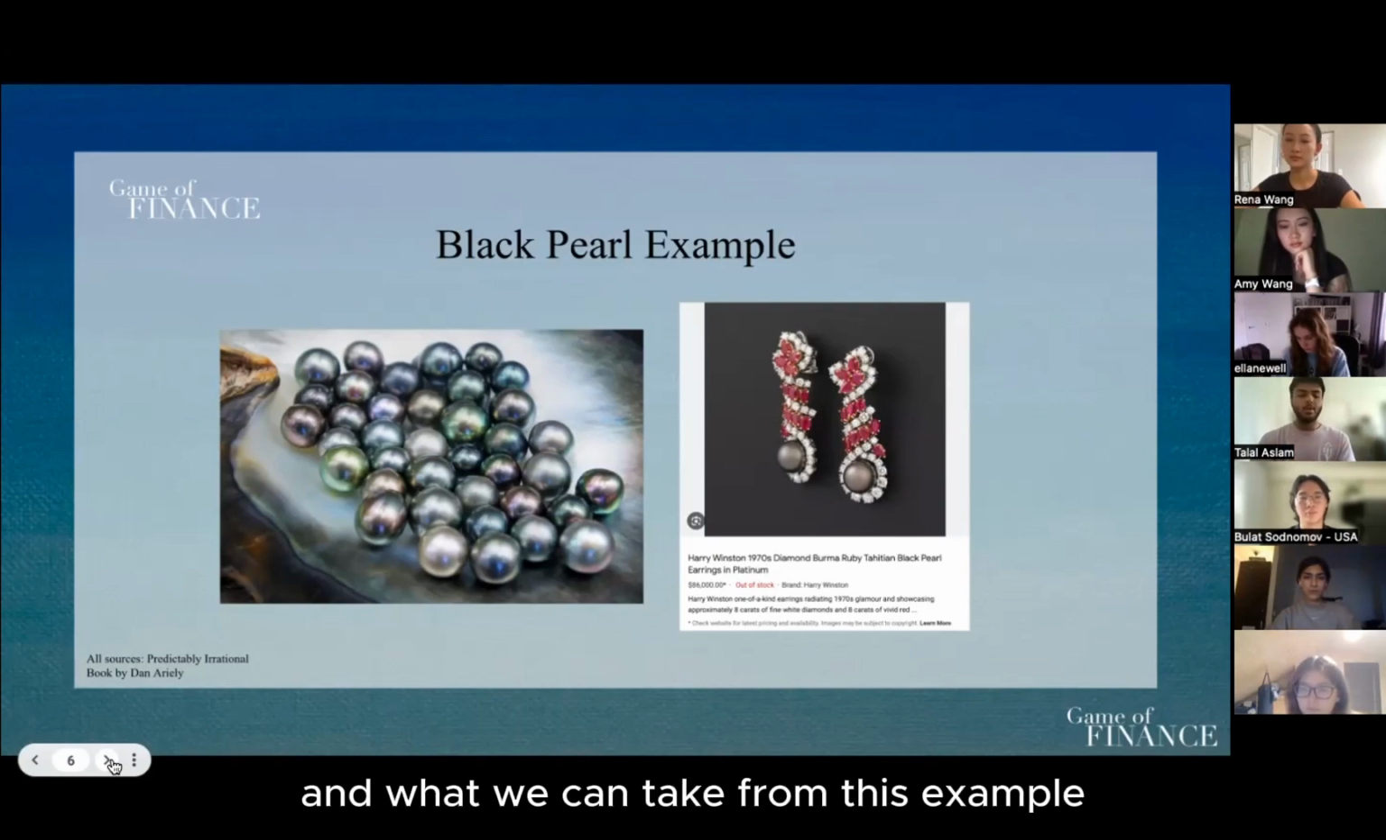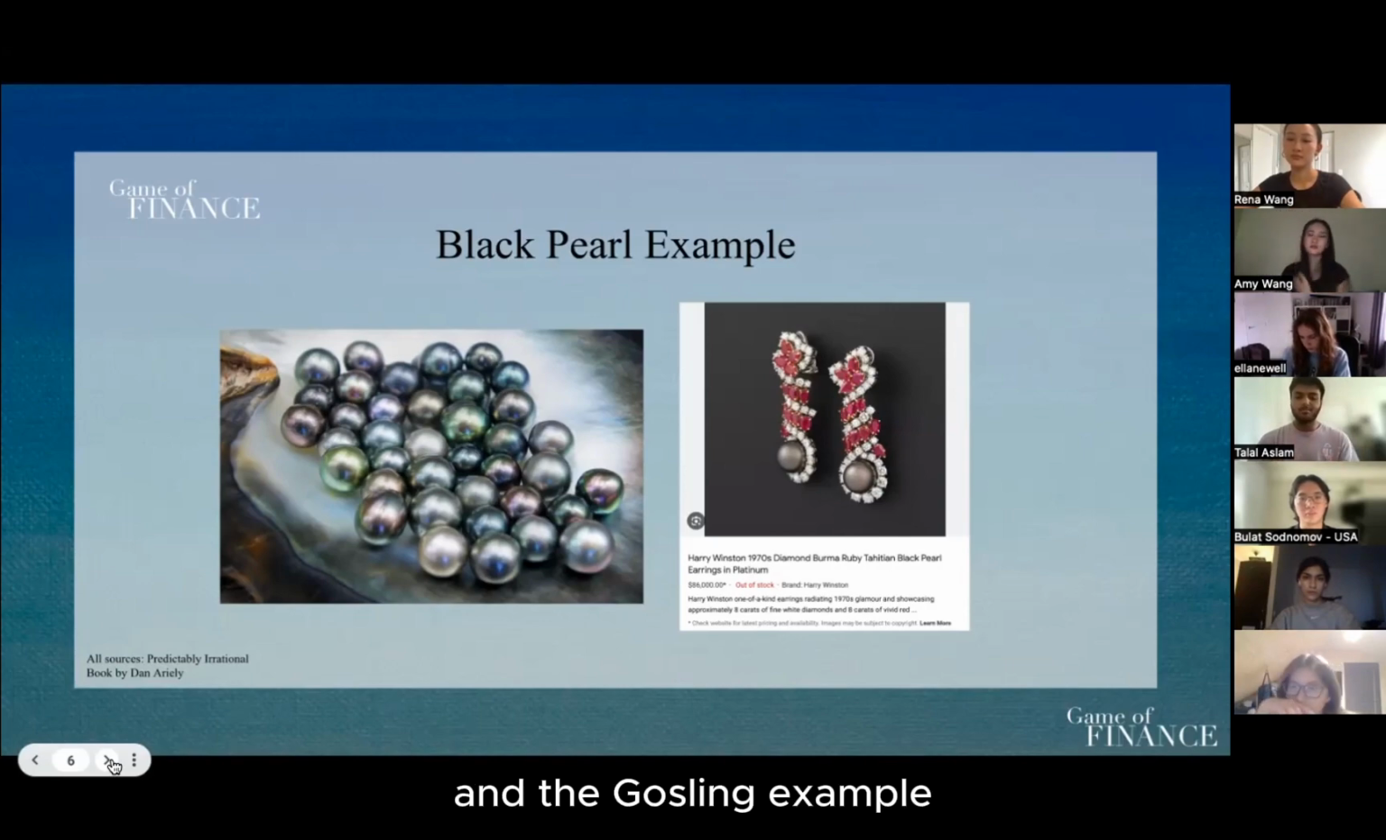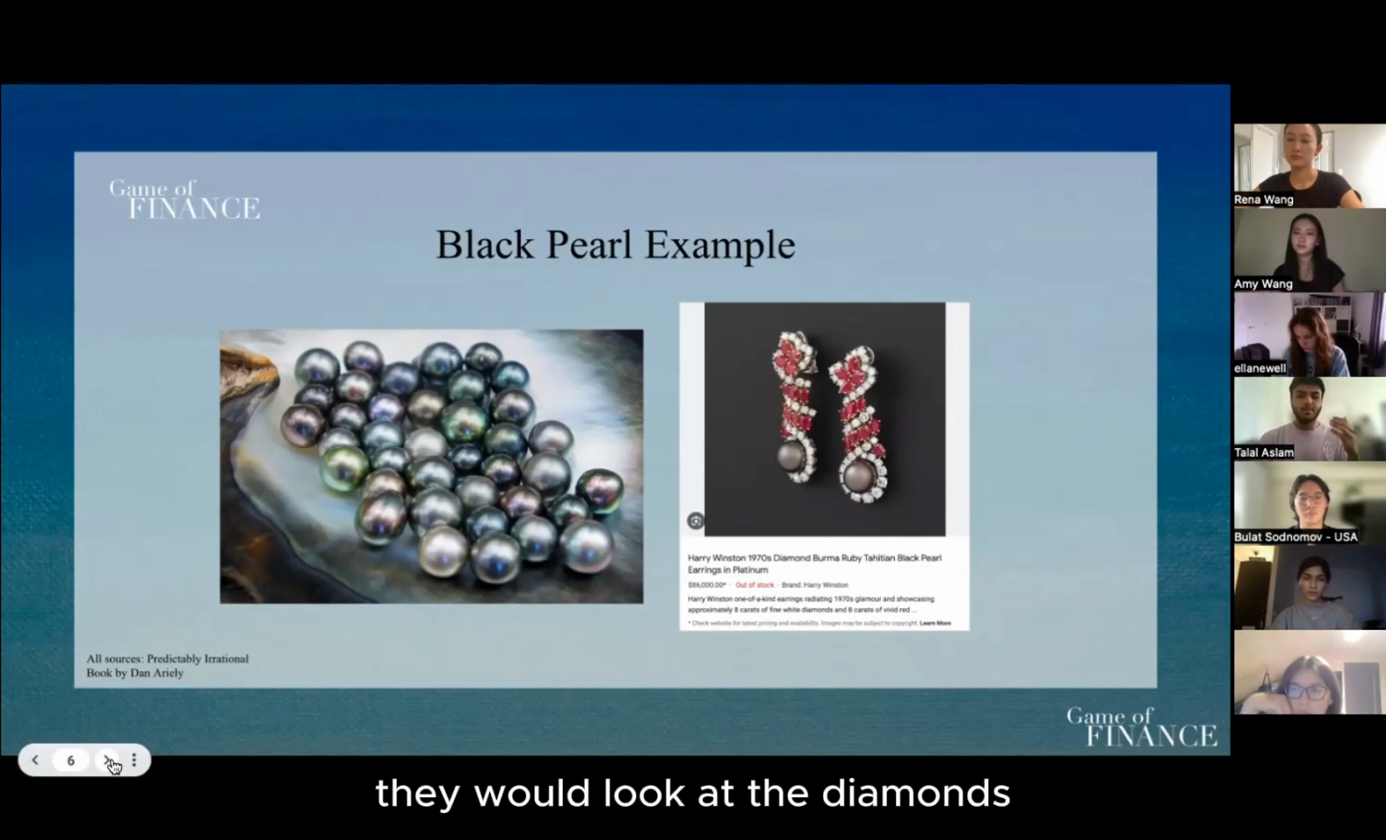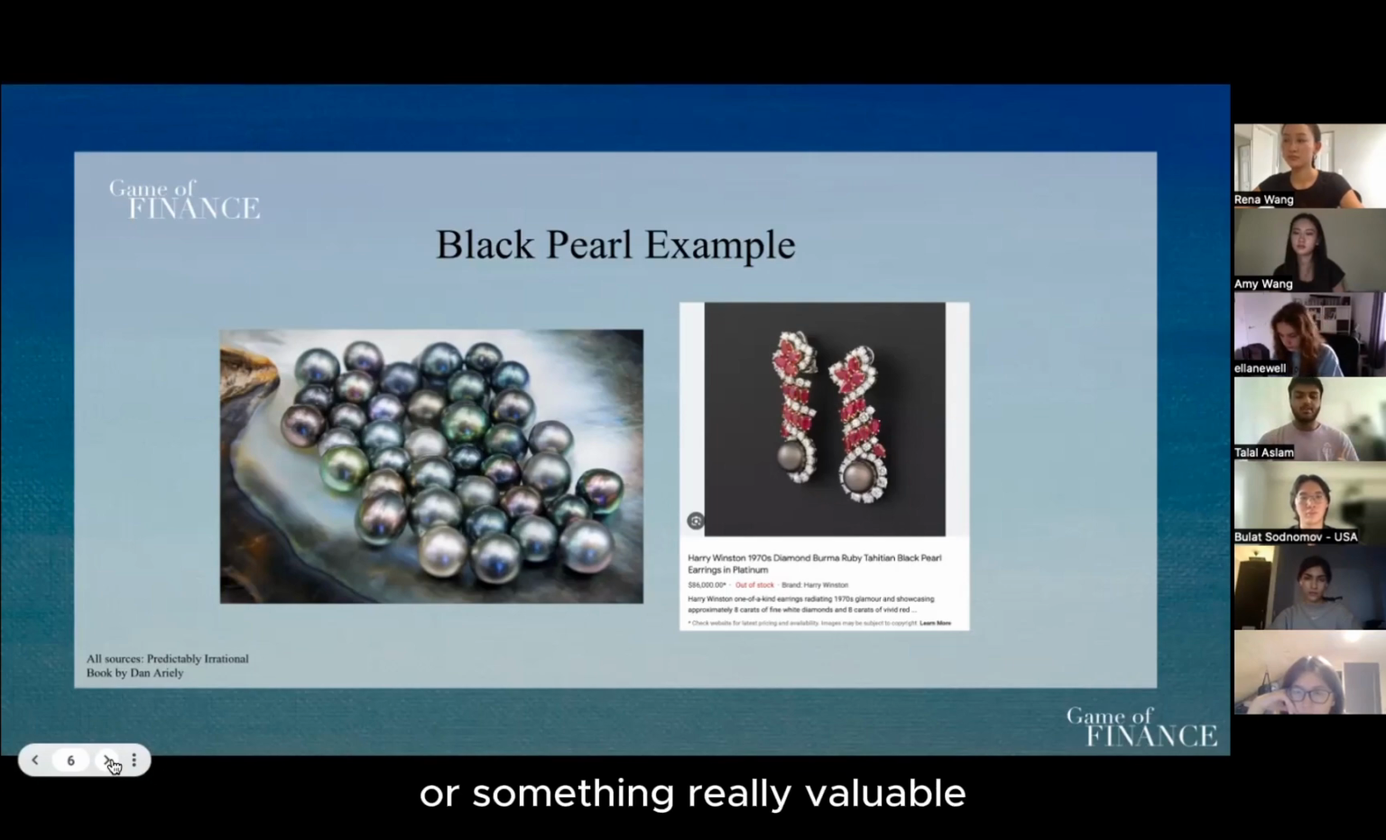What we can take from this example is two main concepts. The first one ties back to what Reina covered earlier, which is the idea of anchors and the gosling example. In this example, the consumers that went to the jeweler's shop would look at the diamonds and they would have that imprint where they would understand that something is extraordinary or something really valuable.